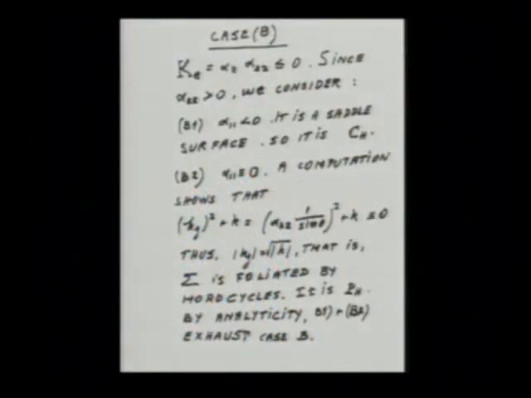Anyway, well, case B. So we have this thing is less than or equal to 0. Since this alpha 2,2 is always positive, we have two cases to consider. Alpha 1,1 is negative, so it's not convex. It's a saddle surface, exactly the CH, at least qualitatively, or it is identically 0.